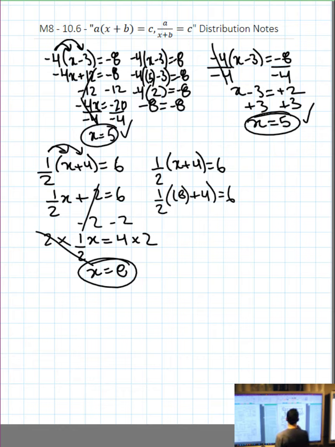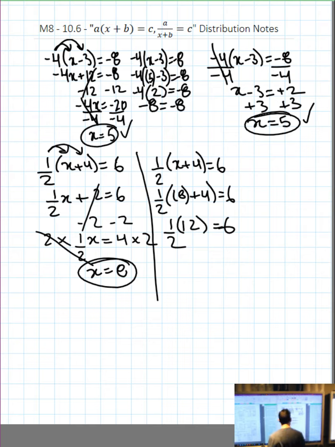Inside the brackets, 8 plus 4 is 12. Brackets around it, half right in front, equals 6. Maybe a vertical bar sometimes when you're trying to keep your stuff separate. On the left-hand side, we have a half times 12, which is 6. Go back to fractions, check your answer on your calculator. 6 equals 6, x equals 8, check mark.